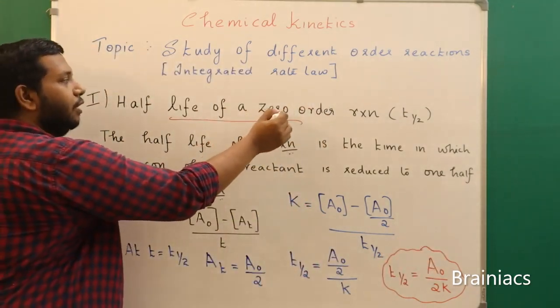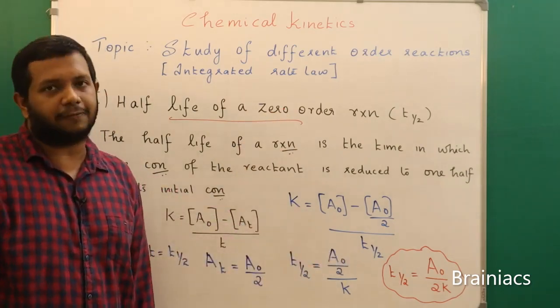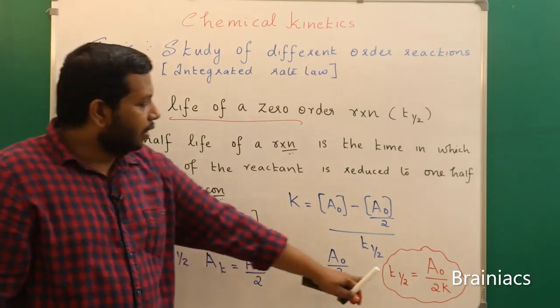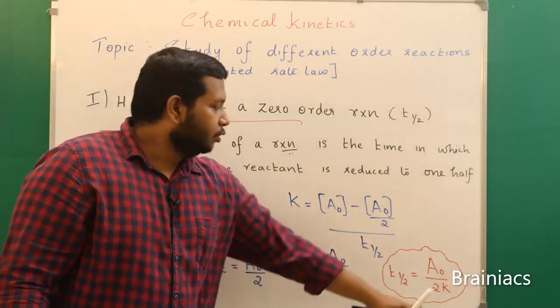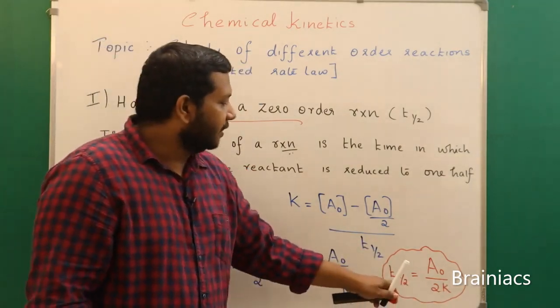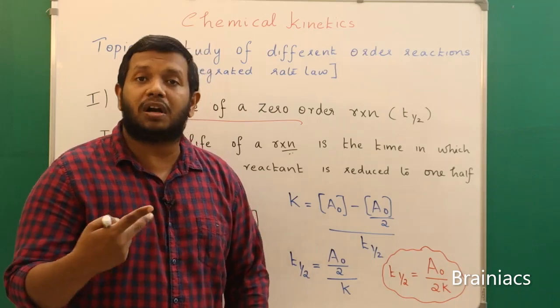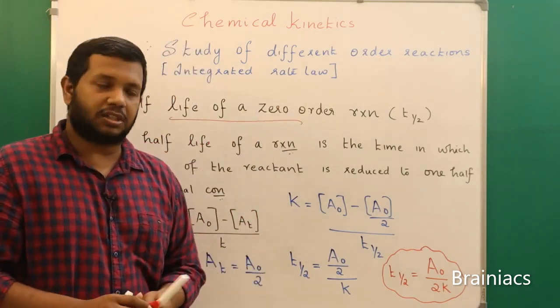Very important. If it is zero order, then only please apply this equation to find out the t half. And from this you can understand one thing. t half is directly proportional to A0. Correct? 2 and k are constants; k is a rate constant, that is already a constant. So we can say t half is directly proportional to the initial concentration, in the case of a zero order reaction.